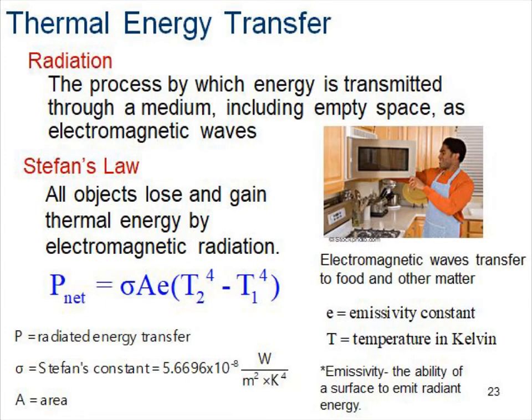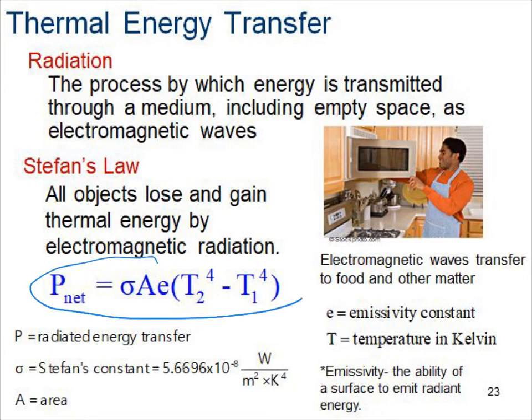And in our final example, we're going to look at calculating the radiated energy transfer. So again, radiation is the process by which energy is transmitted through a medium, including empty space, unlike convection or conduction, as electromagnetic waves. The formula we're going to apply for calculating radiated energy transfer is called Stefan's law. And Stefan's law states that all objects lose and gain thermal energy by electromagnetic radiation.